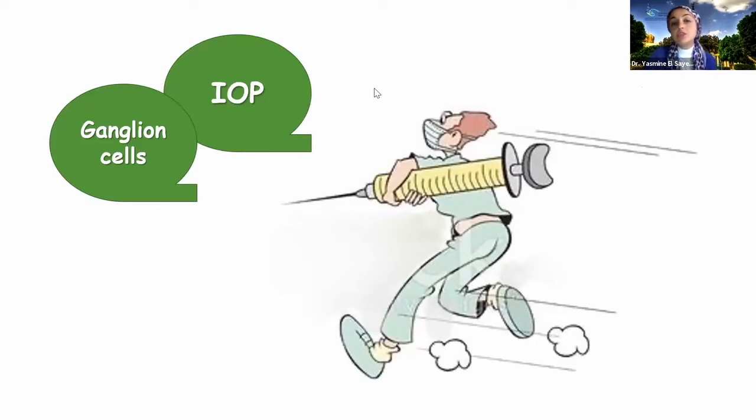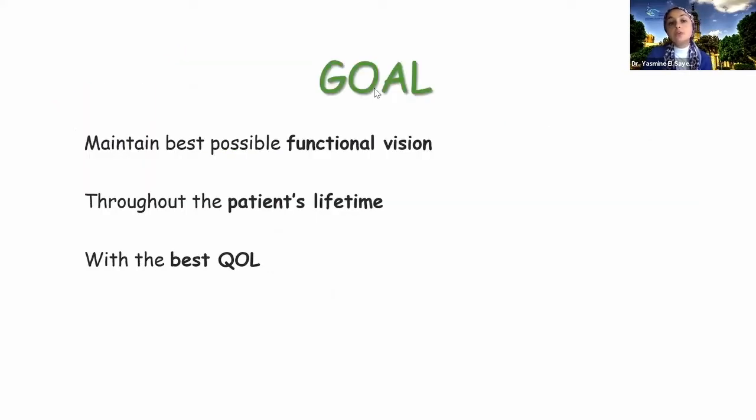We need to remember always, vigorously chasing the IOP and ganglion cells can be detrimental to the health of our patients. So sometimes you may settle for a target pressure that is slightly higher than what you would want instead of escalating to the next level of treatment, which may have its harmful effects on your patient's health or quality of life. So if we look one more time at our goals, we need to, again, maintain the best functional vision to the end of the patient's life and with the best quality of life.